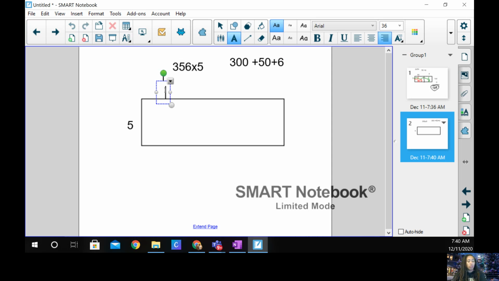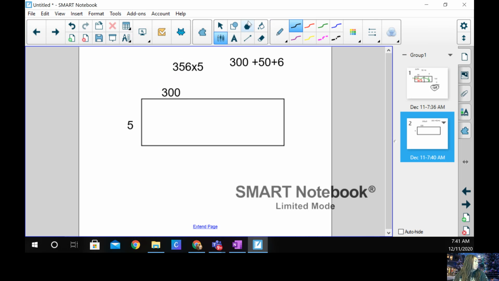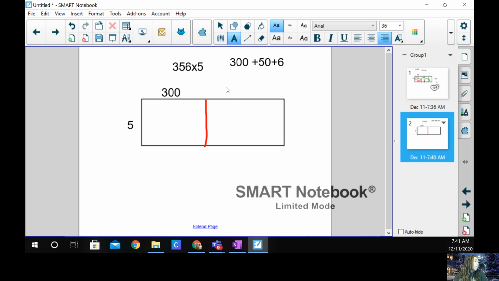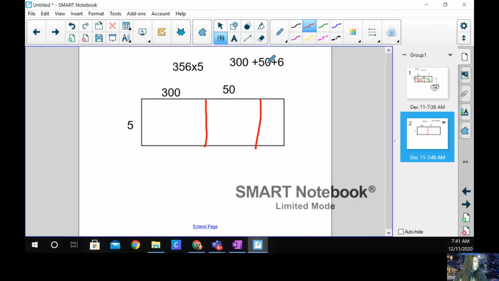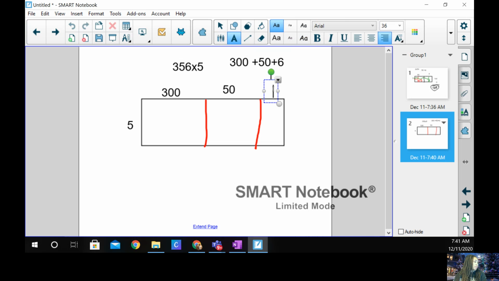And then from here, we go 300. And so they can draw their line here. And so the bigger the box means the greater the value of the number. Does it really matter? No, but that's how they do show it in the book. And then we have 50. And then we have 6.